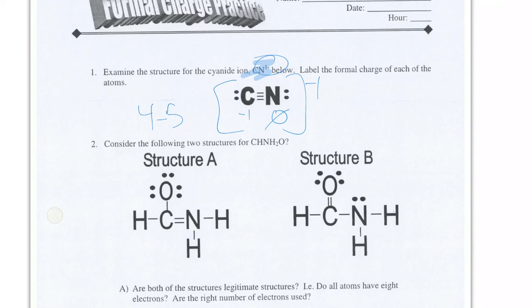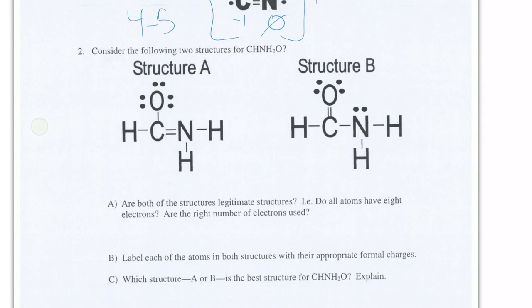Here are the 2 structures for CH3NO. Are both of the structures legitimate structures, i.e. do all atoms have 8 electrons? Well, let's examine. So not all of them need 8 electrons. This hydrogen only needs 2, right? And this hydrogen only needs 2, and that hydrogen only needs 2. But this carbon has 2, 4, 6, 8, and the oxygen has 2, 4, 6, 8. So we're in good shape there. 2 for hydrogen, 2 for hydrogen, 2 for hydrogen. The nitrogen is 2, 4, 6, 8. Carbon is 2, 4, 6, 8. And the oxygen is 2, 4, 6, 8.